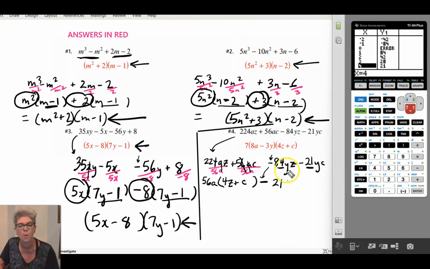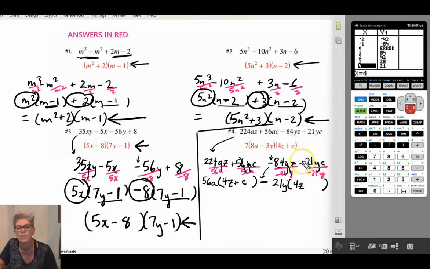Now with the lettering, y times z and y times c, they have a y in common. Okay. So what is going to go inside that set of parentheses? Well, again, if I go back and I divide each term by what I factored out, and I factored out a minus 21y here, then you can see that the negative signs cancel, and 84 divided by 21 is 4. The y's cancel, and I'm left with a z.